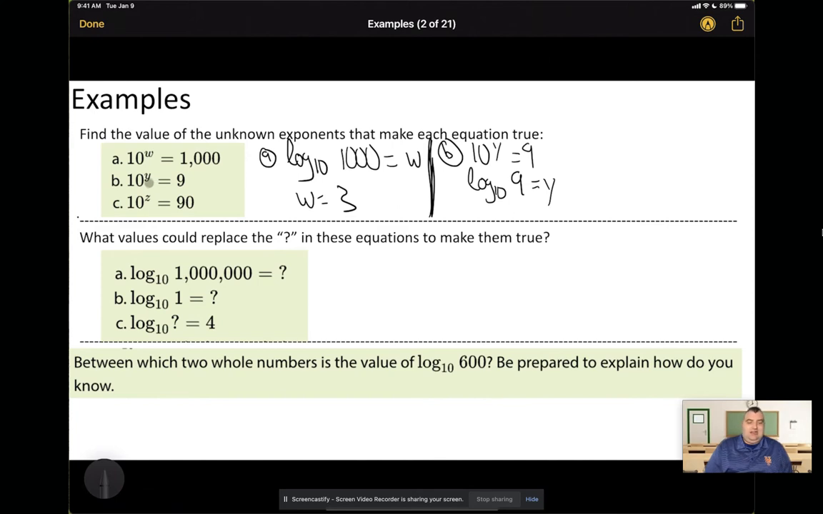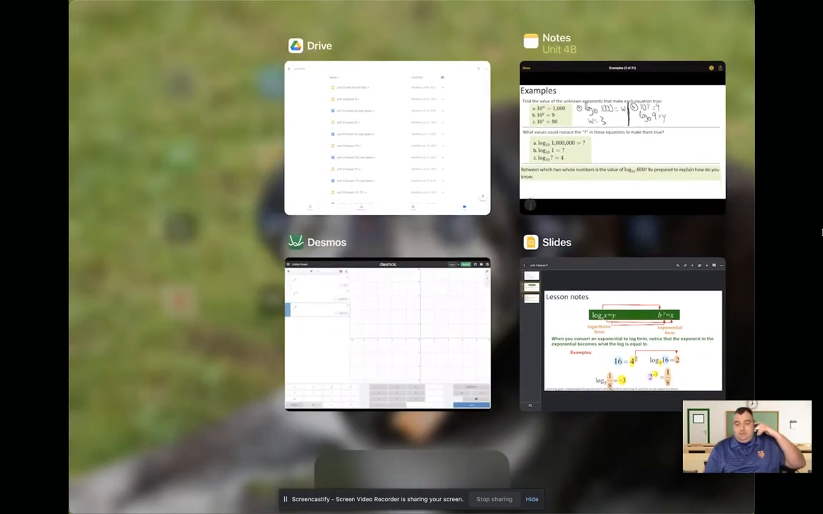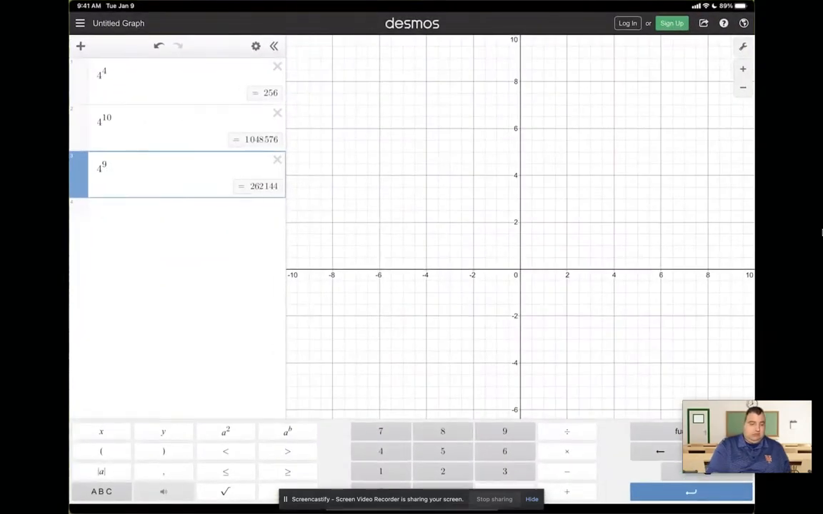I know that the answer is going to have to be between 0 and 1, because I know that 10 to the power of 0 is 1. Anything to the power of 0 is 1. And I know that 10 to the power of 1 is 10. So the exponent is going to have to be between 0 and 1. So to do a logarithm in Desmos, I'll show you how to do that.